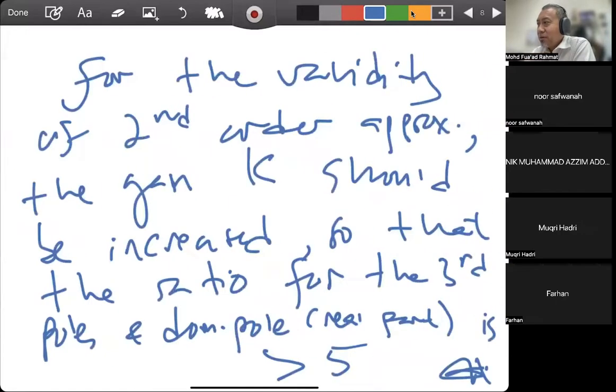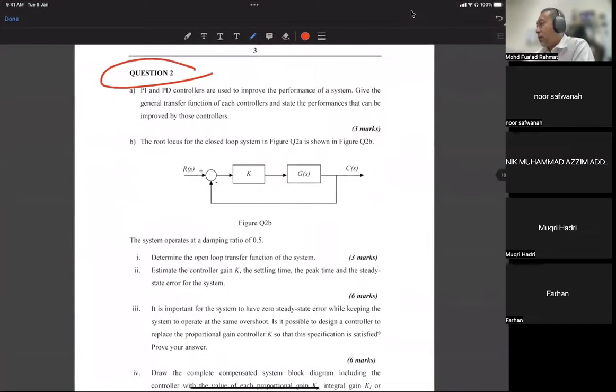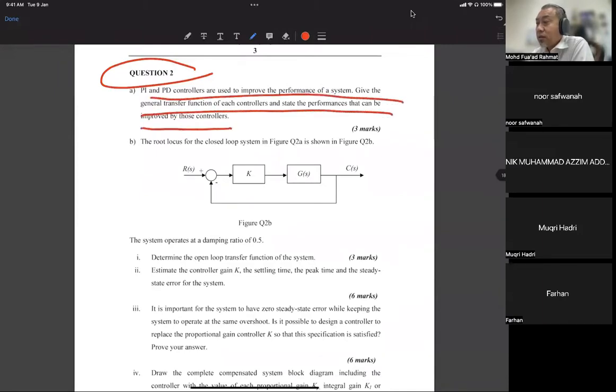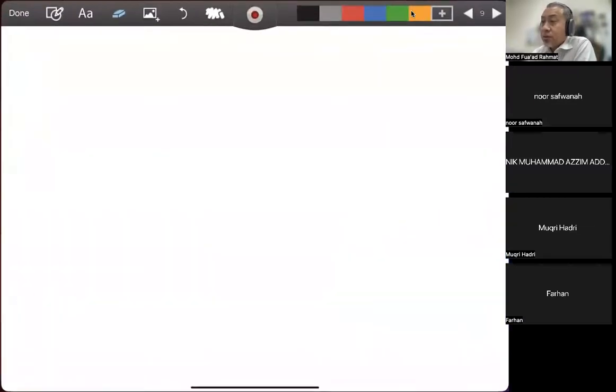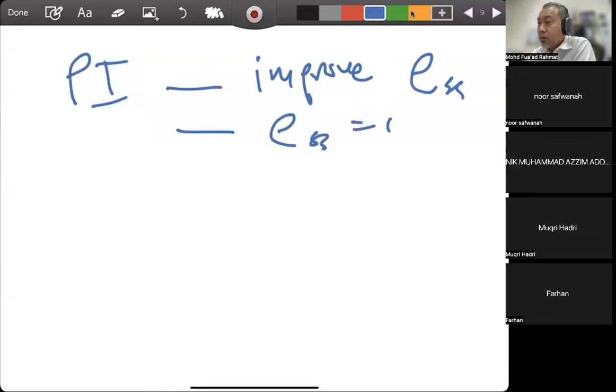Okay, so we go to the next question, which is question number 2. PI and PD are used to improve the performance. Then give the general function of each controller and state the performance that can be improved by those controllers. This one is from the book, from the notes, from the slides. So PI improves steady state error, ESS equal to 0.